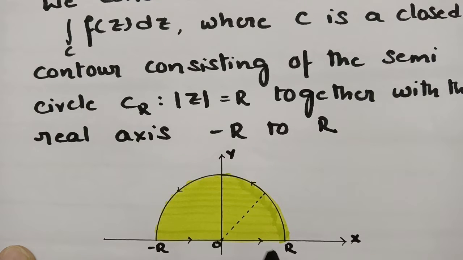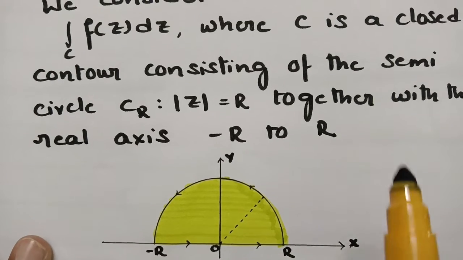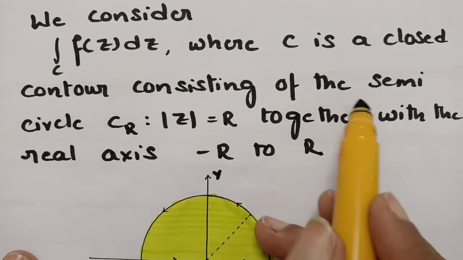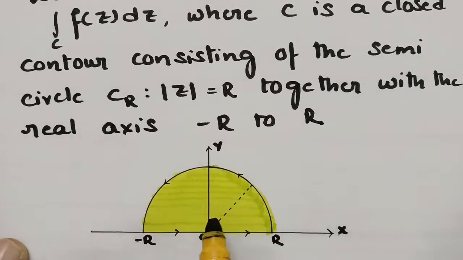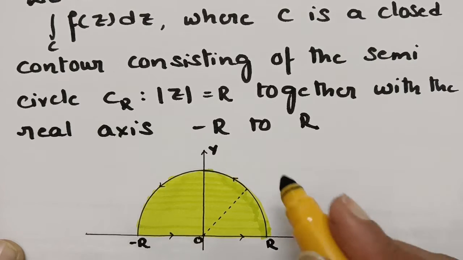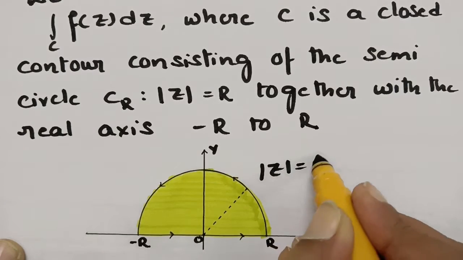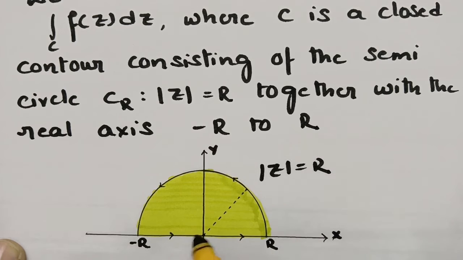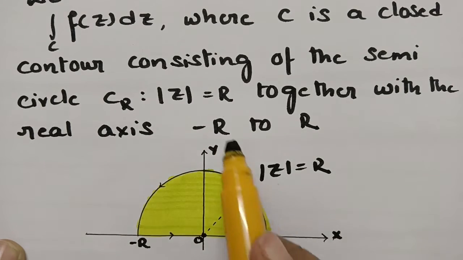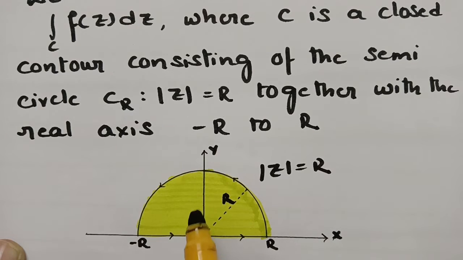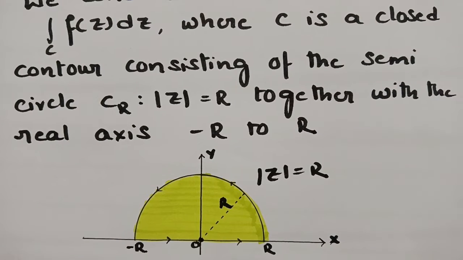We have to calculate the total contour, where C is a closed contour consisting of a semicircle, mod z equals R, with center 0 and radius R, together with the real axis from minus R to plus R. So this is the contour description, and we have to use this closed contour, find the poles and residues, and apply the residue theorem.